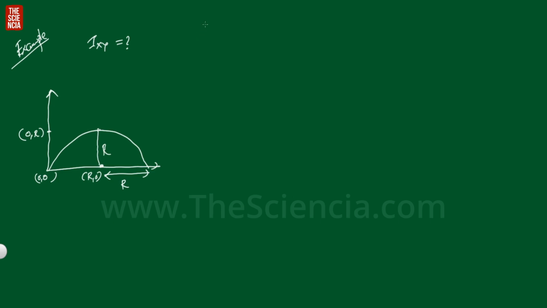So what do we have to find out? Ixy. Okay, so Ixy equals, I told you an equation for this one, Ixy is equal to minus integral dm xy. Here we are considering a continuous body, so integral dm xy, where dm is sigma dA. So what is dA here and what is sigma here?